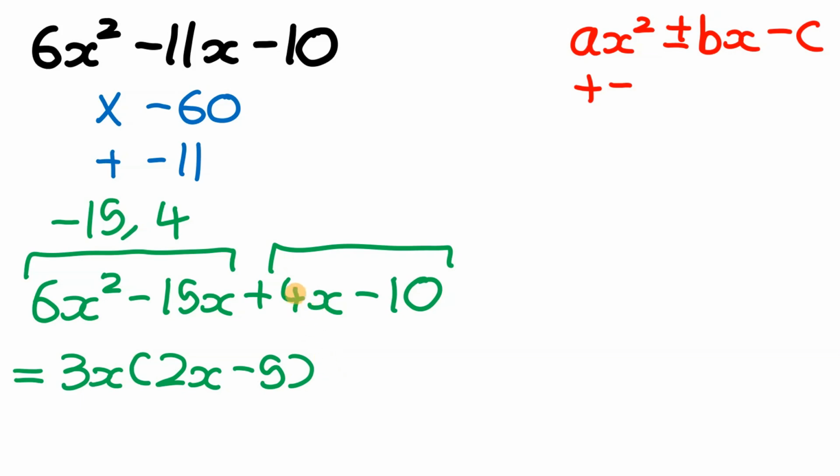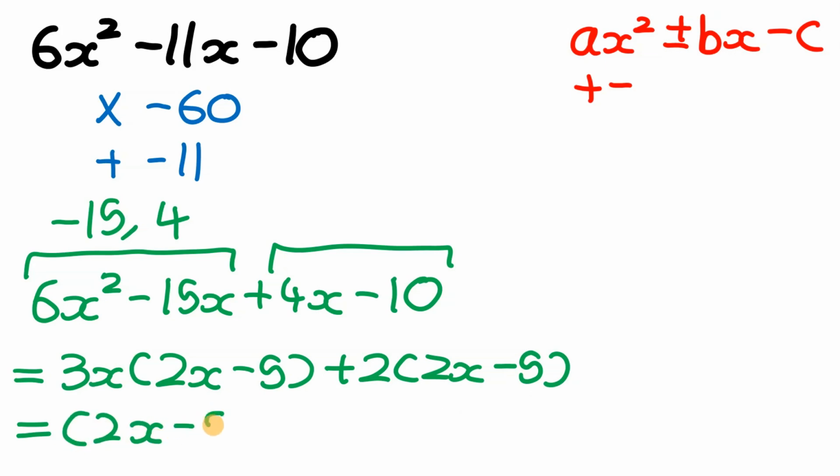And then we have this 4x minus 10, so we can factorize out 2 from this. It's going to be plus 2. This 4x is now going to be 2x, and this minus 10 is now going to be minus 5, okay? So we have 2x minus 5, 2x minus 5, so this is going to be one of the brackets, and the other bracket is going to be this 3x plus 2.